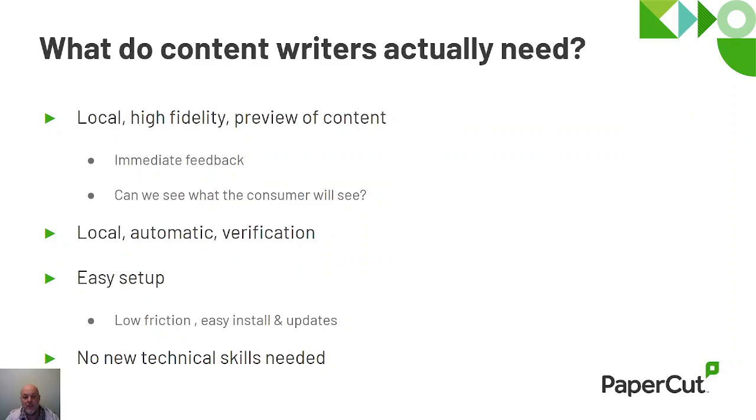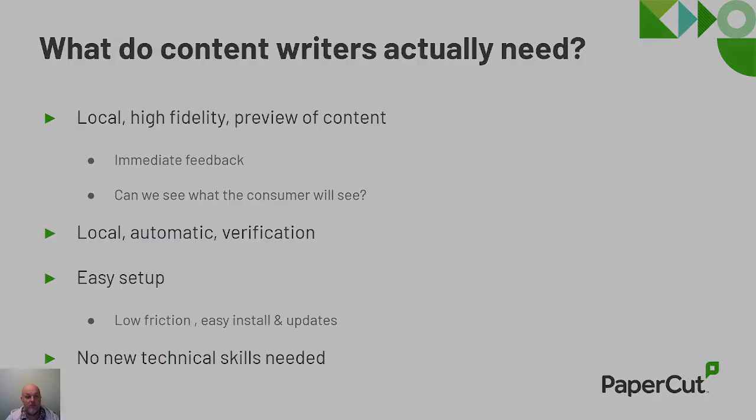So what do we actually need to provide our writers with? And again, I emphasize that when I talk about writers, I'm talking about the whole of the team. When people are making changes to the documentation, they need to be able to preview a high fidelity version of the change they're making. Can they see what the consumer will see, and therefore can they validate it? Can they make use of the verification tools that we provide in the system to do a verification locally before they push the changes? Are all these tools easy to set up? Is it easy to install updates? And do they not have to learn new technical skills in order to use this system?